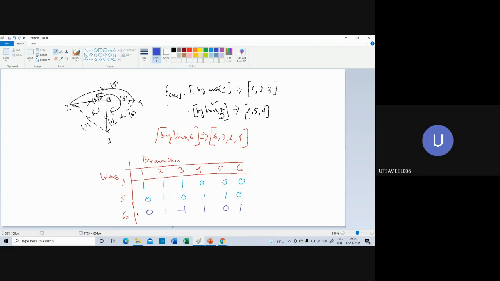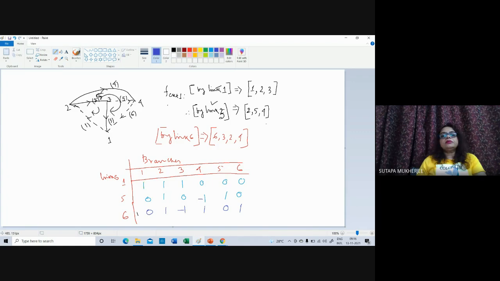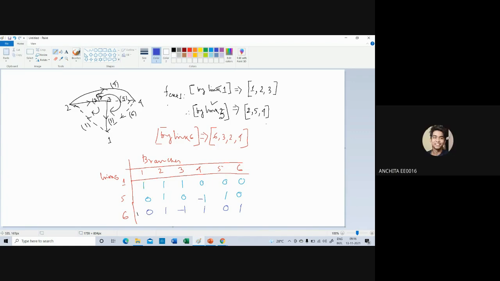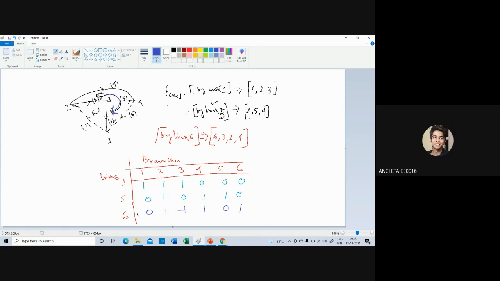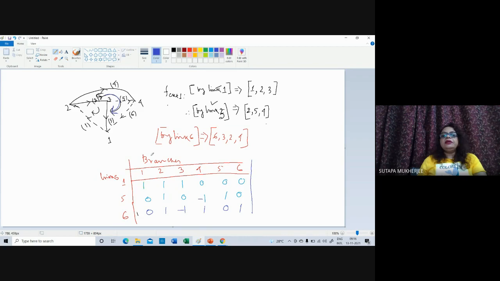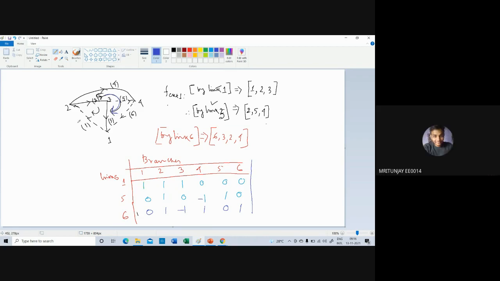Same or opposite? Ma'am, the direction is opposite. No, for this one it is same. You consider this. Yes, ma'am, for 4 it is same. And for 6 it is the same direction, +1. So anybody has any query to form the tie-set matrix?